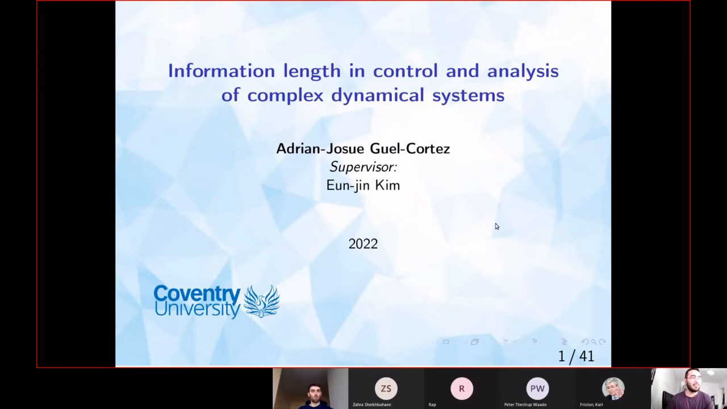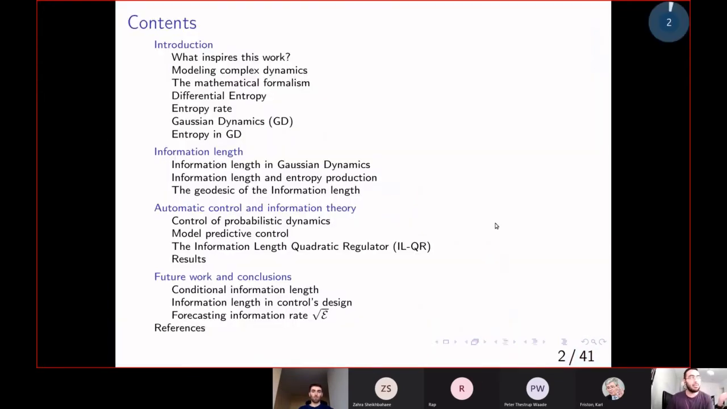So today I will first try to describe what inspires this work, and then, as I said before, talk about information length. Then I will talk about automatic control and information theory, how I try to connect them, and also we discuss the future work and give some conclusions that I hope will be helpful for all of you.